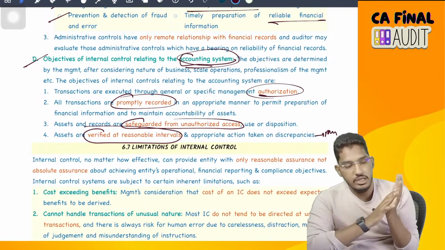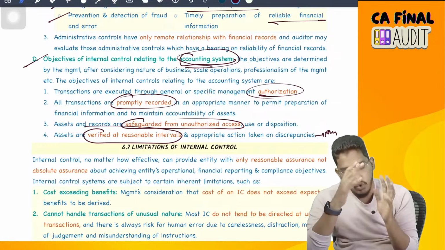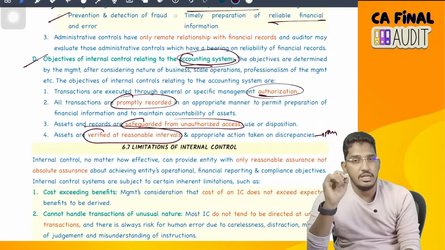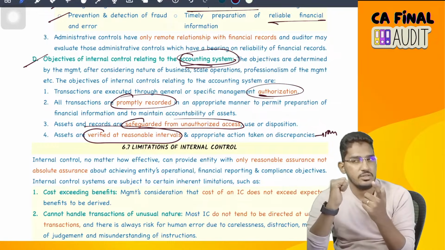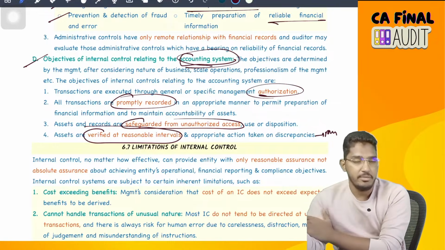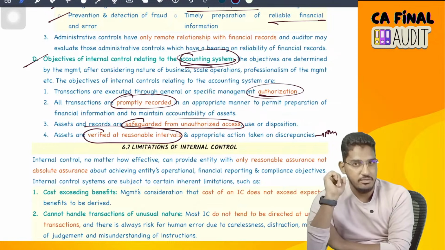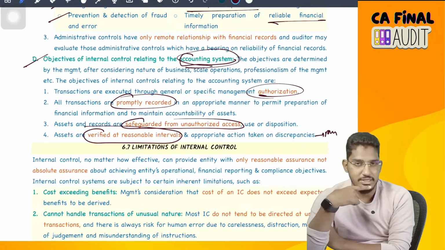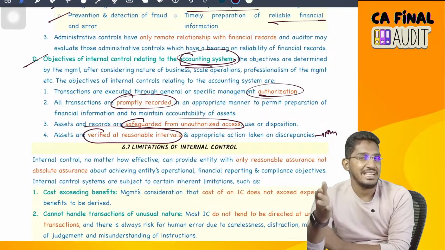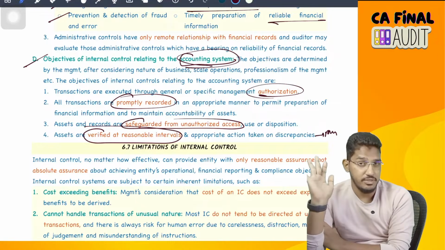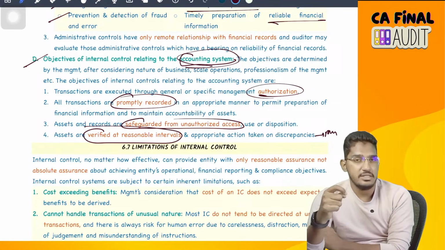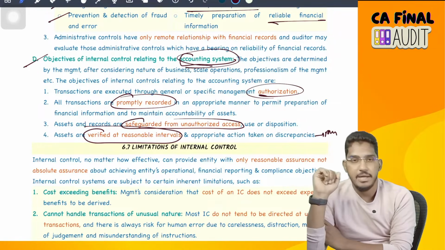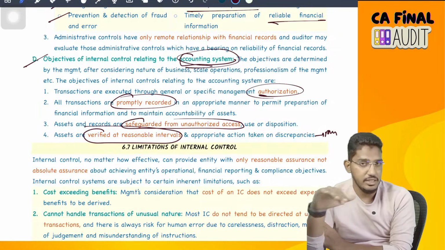Then we have one important concept called limitation of internal control, which means that no matter how effectively an organization implements internal control, even if they make use of the best resources, best systems, best experts hired for implementing the internal control system, internal controls can only provide reasonable assurance regarding achievement of the objectives. Internal controls will not guarantee that the entity's objectives will be 100% achieved. Like the way audit can only give reasonable assurance but not absolute assurance, even internal controls can't give absolute assurance.